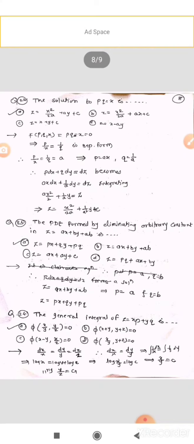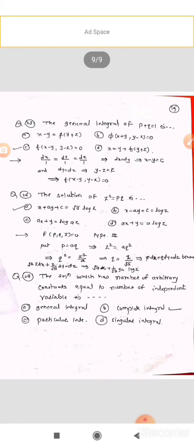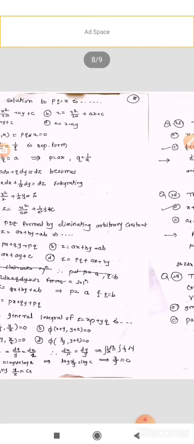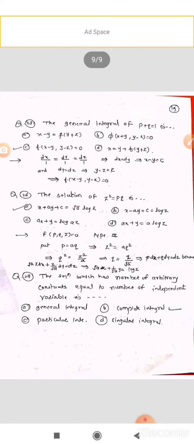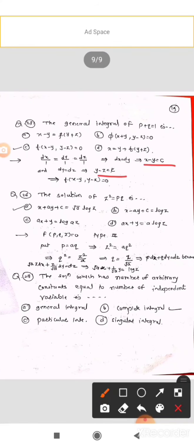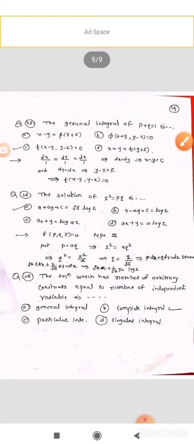Next, the solution of p into q equals x, which is again variable separable form, and all the remaining are similar type examples. Next equation: the general integral of p plus q equals 1. Here we cannot calculate the complete integral; we have to solve for the general integral. Therefore we solve the integral curves, dx upon 1 equals dy upon 1 equals dz upon 1, and hence solving we get two integral curves, x minus y equals c and y minus z equals k. Therefore the solution is f(x − y, y − z) equals 0.